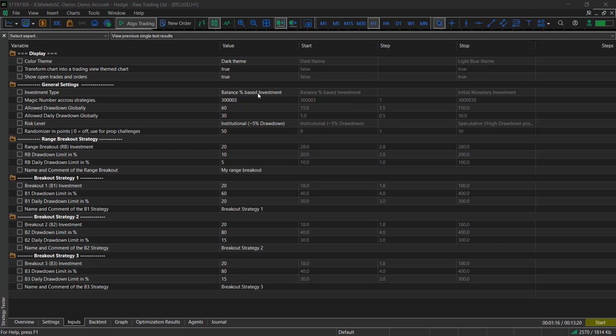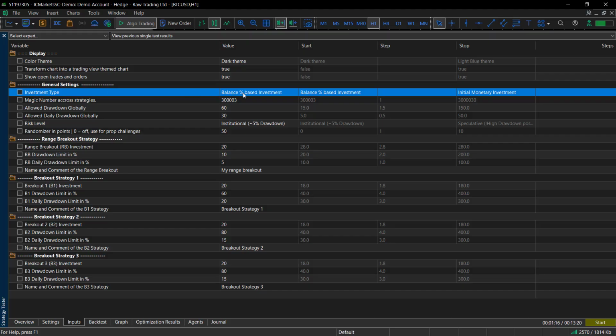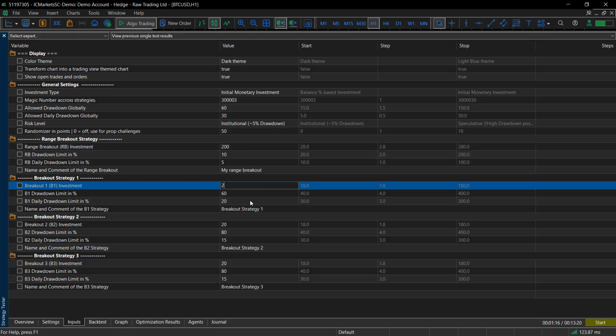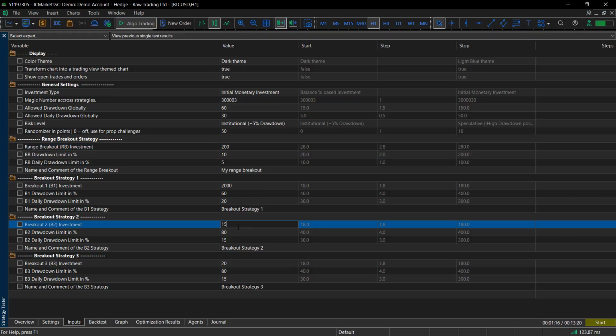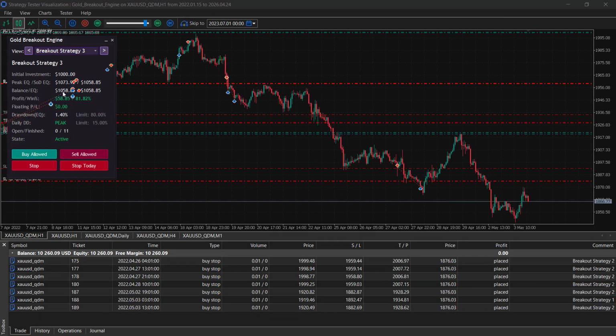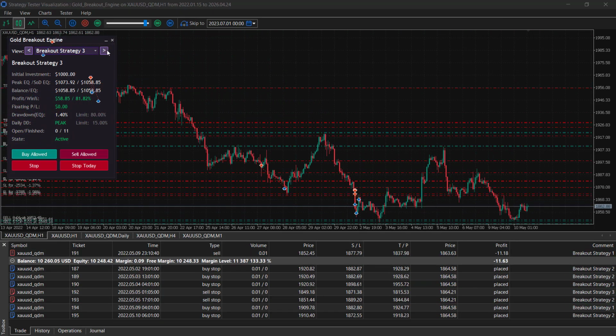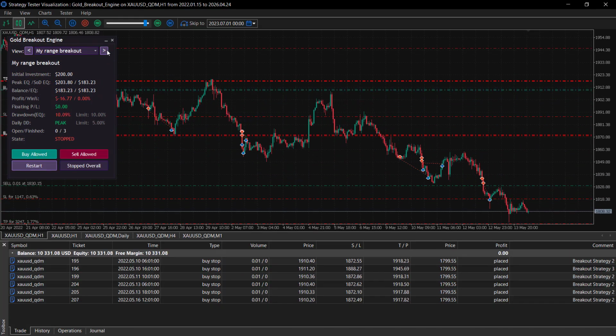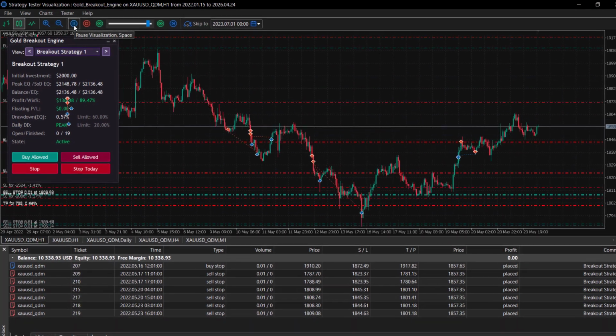The first important input here is the investment type. There are 2 options. One option is balance percentage-based investment. In this case, each strategy uses a percentage of your account balance as its initial allocation. The other option is fixed monetary investment. Here, you directly define the exact amount you want to assign to a strategy in your account currency. The reason I said initial allocation is that the equity of a strategy can grow if the strategy does well and fall if it loses.